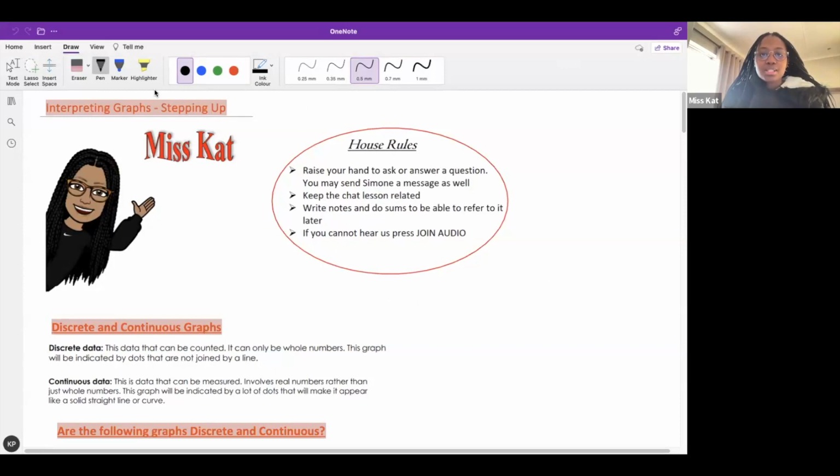Today, we're interpreting graphs again, but this time we're focusing on continuous and discrete.